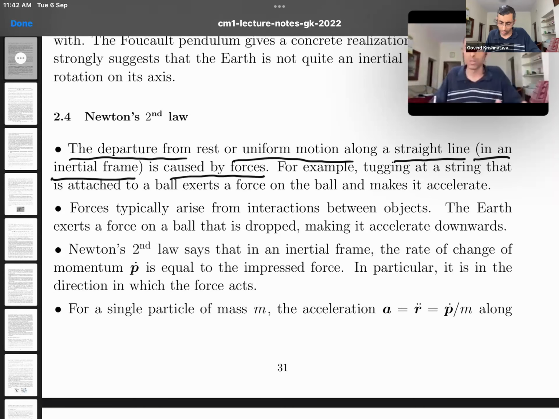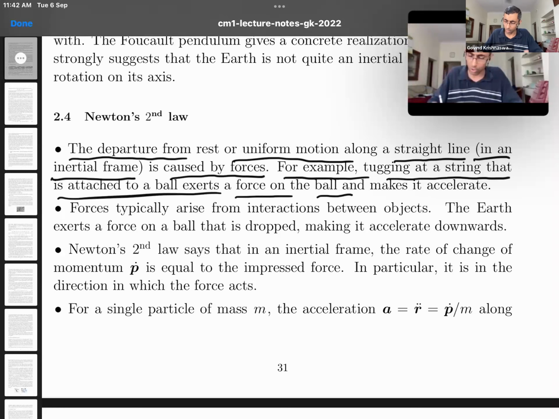Okay, so this is a general idea. For example, tugging at a string that is attached to a ball exerts a force on the ball and makes it accelerate. So this is the observation, and Newton's second law is a sort of a mathematical statement of what we observe happening. I haven't said very precisely what a force is, but a force is sort of operationally defined. It is what is making the ball accelerate.